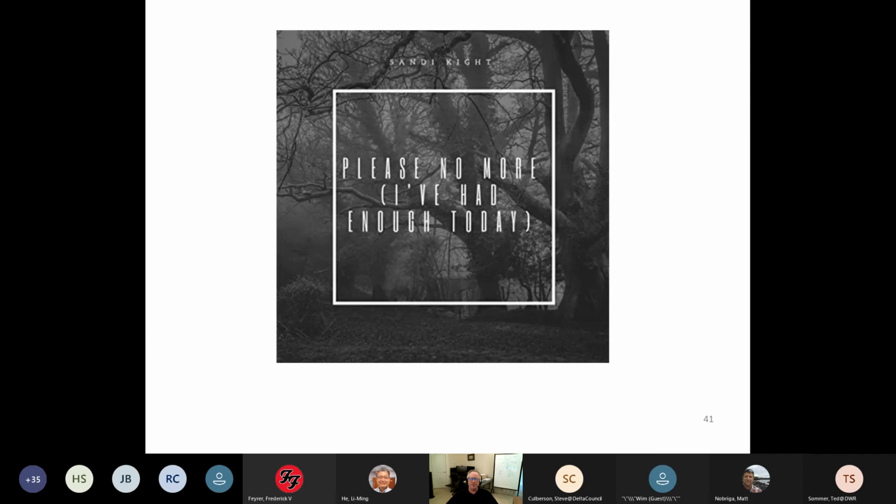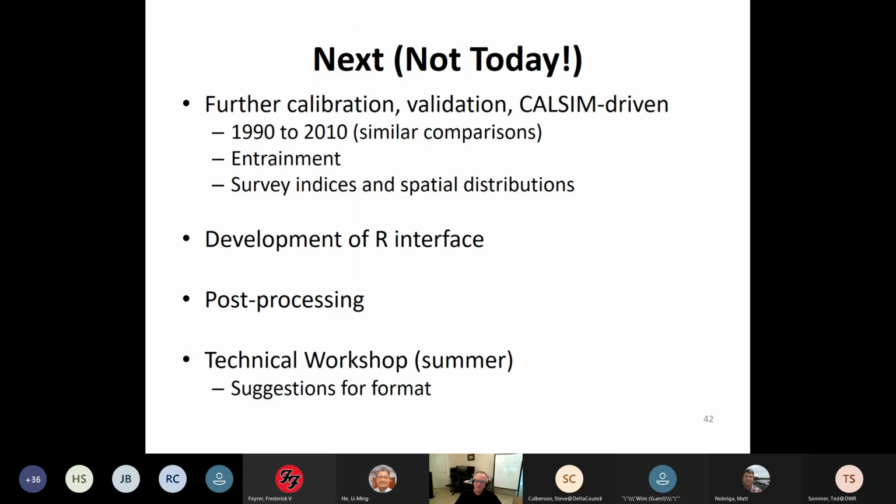So at that point, I think I could sense over Zoom that people are saying, please no more, I've had enough today. And with that, I will just end with, not today, but like I said, we're still working on it, but much progress has been made. And you can see what we've been doing. The R interface is entrainment to survey industry, spatial distributions, baseline, et cetera, the post-processing.